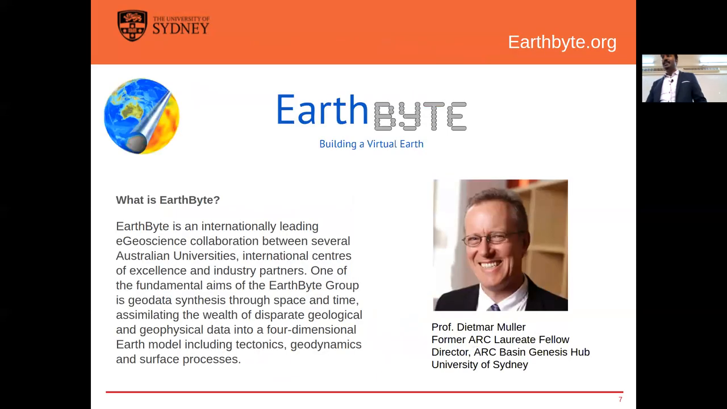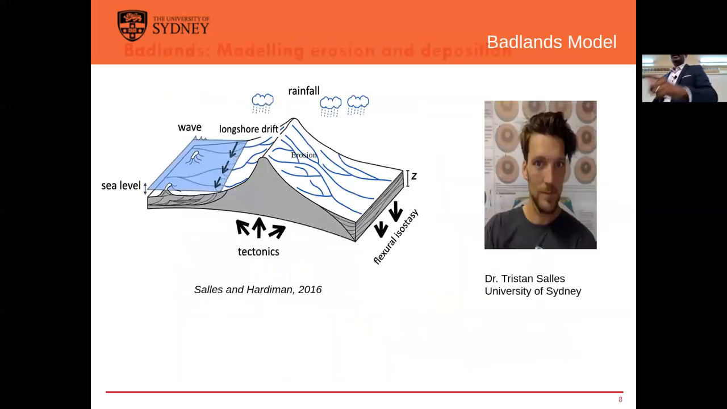And this is Tristan Salles, and he's the developer of the Badlands model. Badlands model is an example of a geoscientific model that tries to simulate topographic development over time at various time scales. So, for example, as you can see in the figure there, you have rainfall, and then you have tectonic drifts, and then you have uplift, and the rise of the sea level. So over the millions of years, the surface around us, the rivers, the valleys, all those things have been changing due to these environmental and geological forces that we have taken for granted.